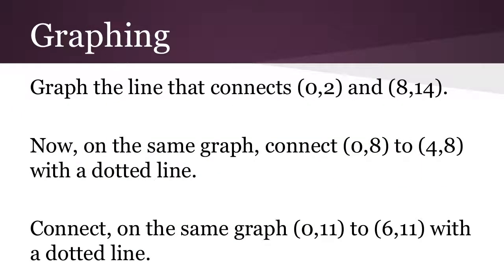On a piece of graph paper, I would like you to graph the line that connects the ordered pairs (0, 2) and (8, 14). Now on that same piece of graph paper, connect (0, 8) to (4, 8) with a dotted line. And connect (0, 11) to (6, 11) with a dotted line. So pause me, get all these things graphed, and then come back for checking.